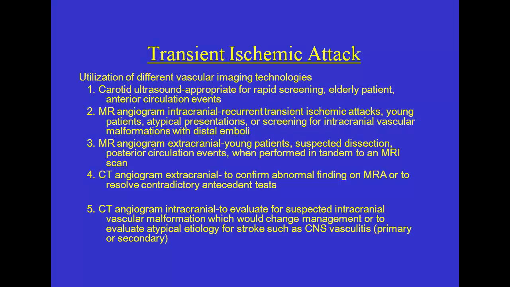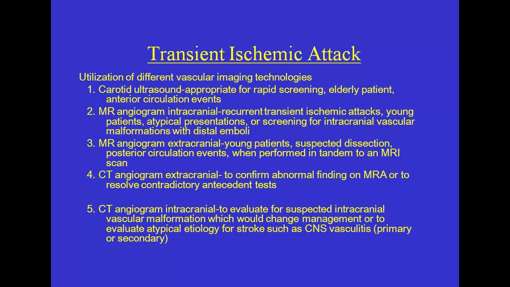Sometimes, if you get one that's abnormal, the MRA is abnormal or the carotid ultrasound is abnormal, you probably want to order another complementary study. So for example, if the carotid ultrasound shows left-sided carotid stenosis, you want to get an MRA extracranial to confirm that stenosis, or default to a CTA. Okay, so if you have an abnormal study, you usually default to a second study. CT angiogram extracranial is used to confirm abnormal findings on MRA or to resolve contradictory antecedent tests.